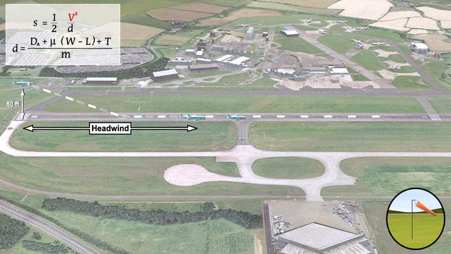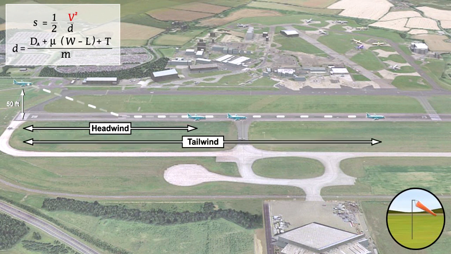A tailwind will have the opposite effect, and it will increase the ground speed for a given indicated airspeed. Thus, during a tailwind, the forward speed over the landing surface is much greater, and as a result, the distance required to bring the aeroplane to rest is increased.